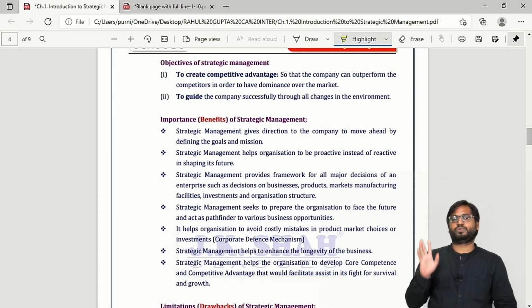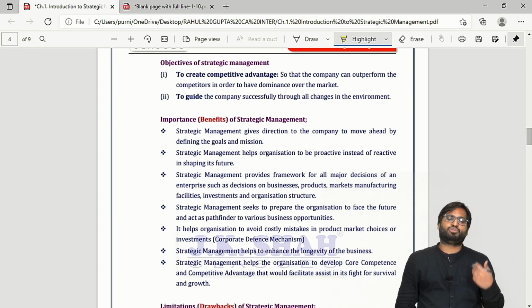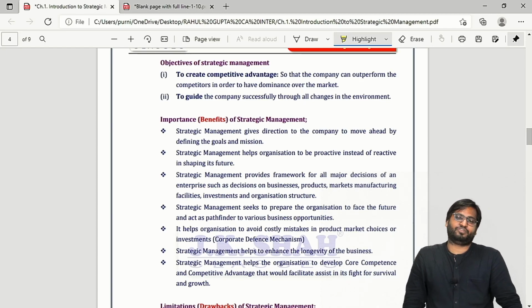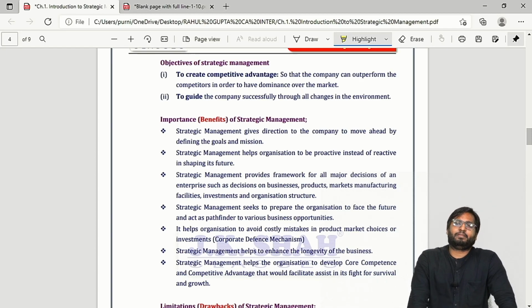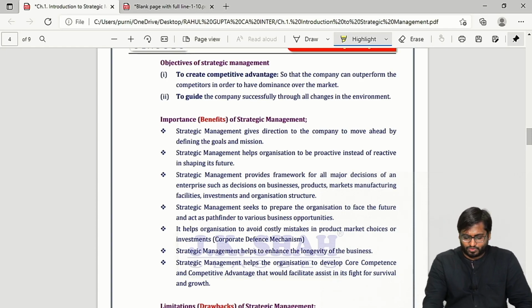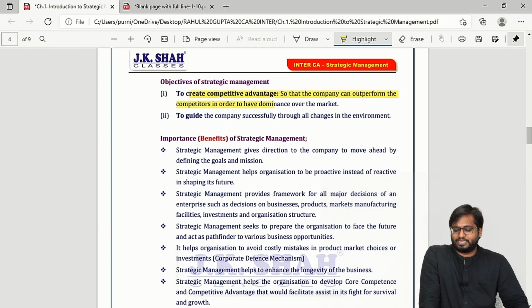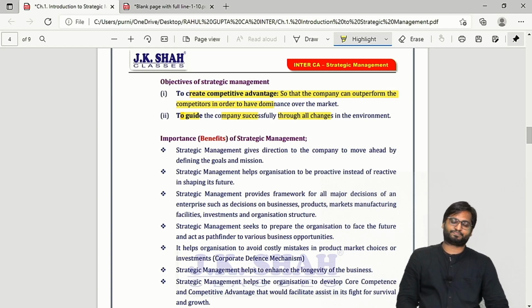So these 2 were my objectives. If in the examination they ask you objectives, write the definition of strategic management first. But before we do the need, importance and benefit of strategic management, let's mark what are the objectives. To create competitive advantage so that the company can outperform the competitors and dominate the market. To guide the company through the changes in the environment.